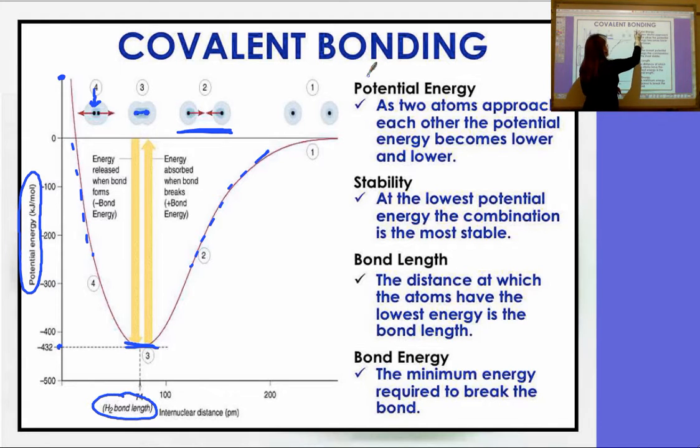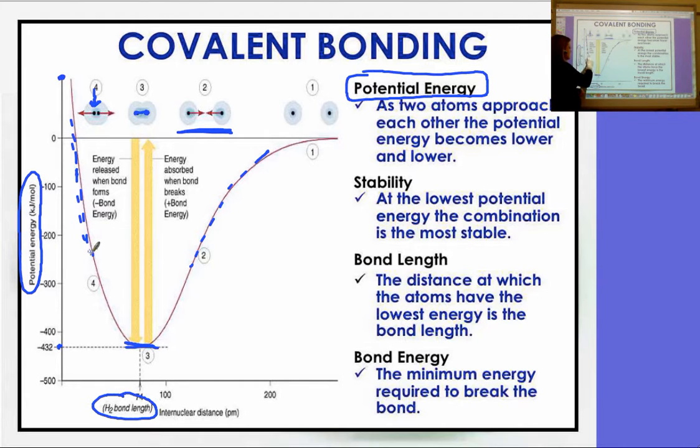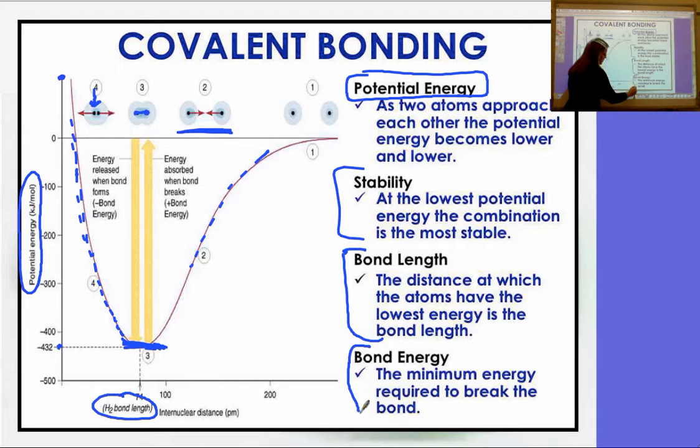So the potential energy, as the two atoms approach each other, the potential energy decreases until they are super duper stable. Right here at this point is where they're the most stable with the lowest possible energy. At that very stable point is the perfect length for each bond of those two elements that are bonding together. And this would be the energy of the bond, or the energy required to break the bond, right here at this perfectly stable point.